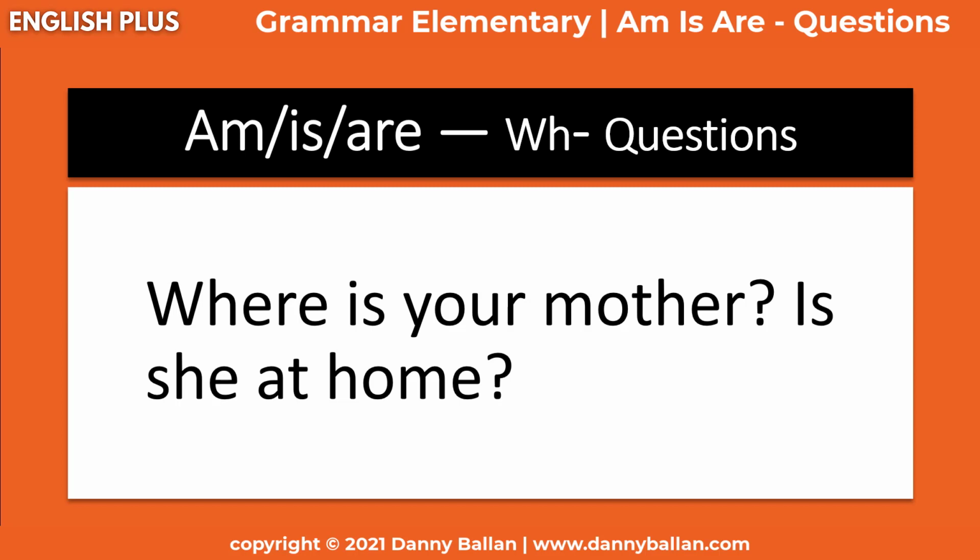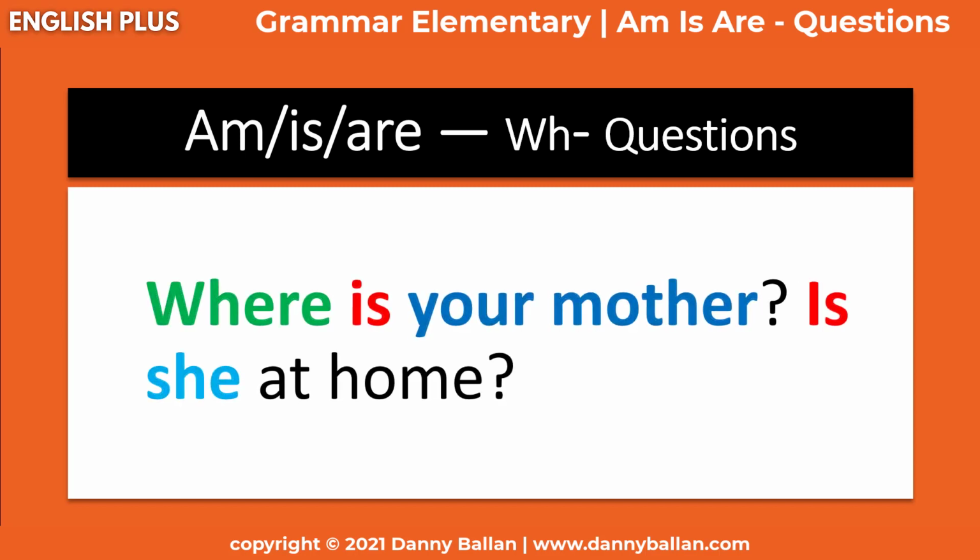We put verb to be before the subject. So here we say, where is your mother? Is she at home? Now, we know, is she at home? That's fine. We put is first, she after, and the rest of the sentence. But we didn't change that when we used where is your mother because we just put where at the beginning and then we put is before your mother because this is a question. We don't say where your mother is. That's not a question. Where is your mother?